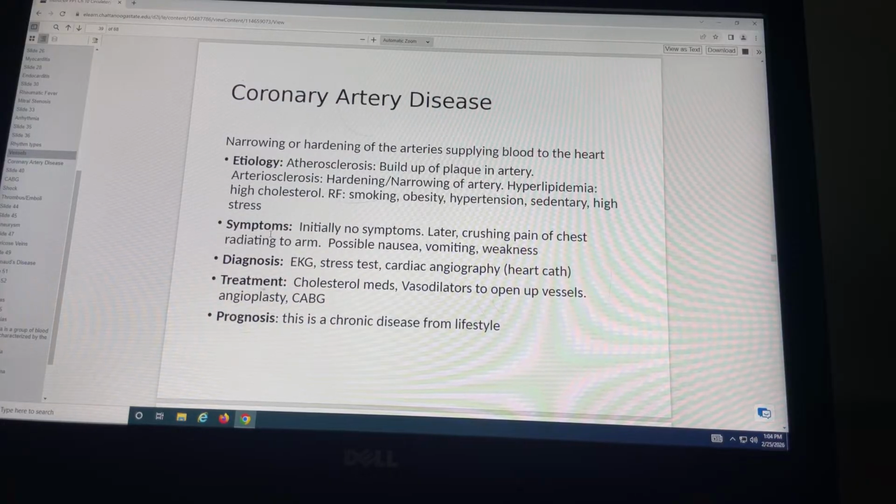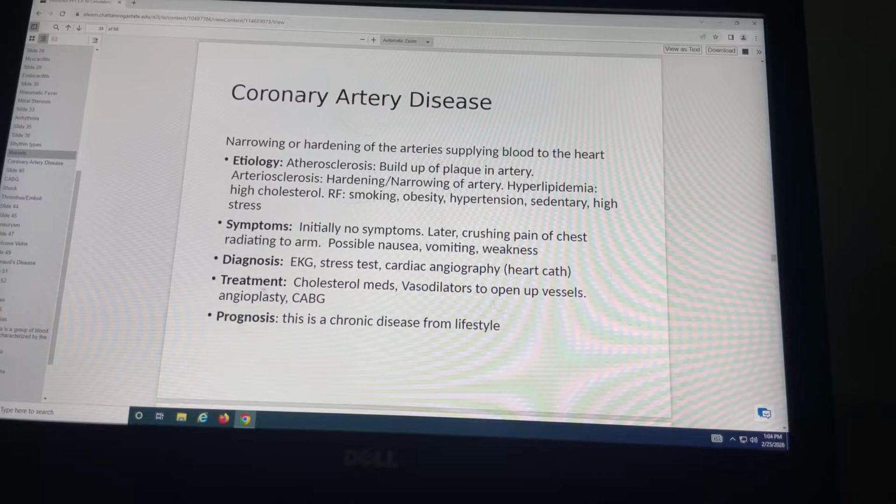Sometimes it radiates to the arm. When people are having a heart attack, they clutch their arm, in the movies. The weakness and the vomiting are just related to that lack of oxygen, right? So you just feel ill when you don't have the oxygen flow there.